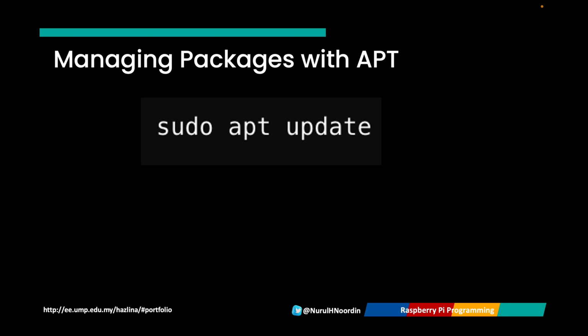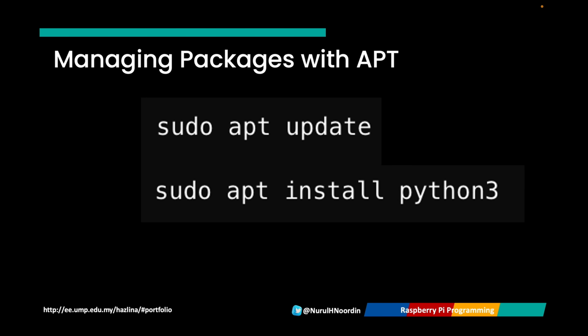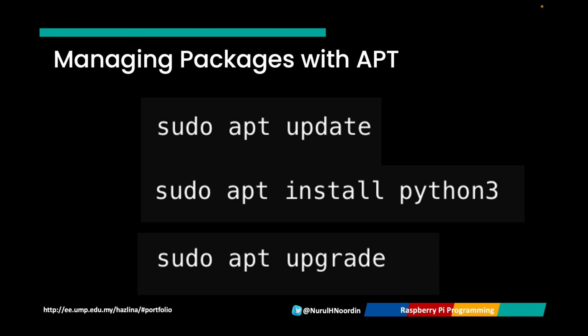To update the package list, use superuser-do, sudo apt update. To install a new package such as Python, type sudo apt install python3. And to upgrade, type in sudo apt upgrade.